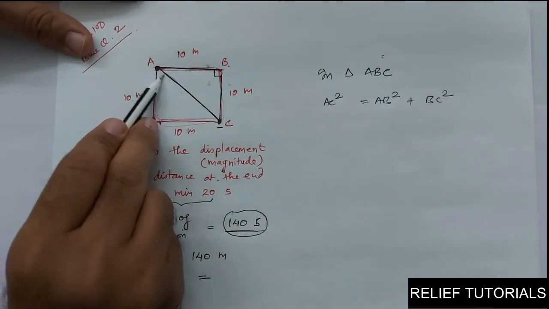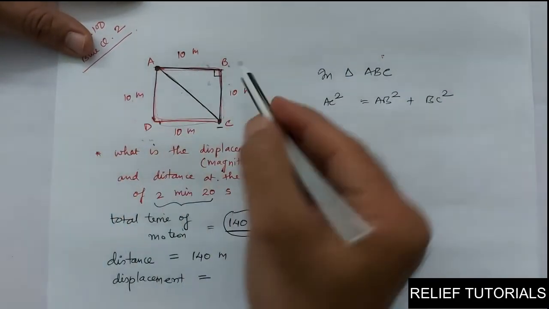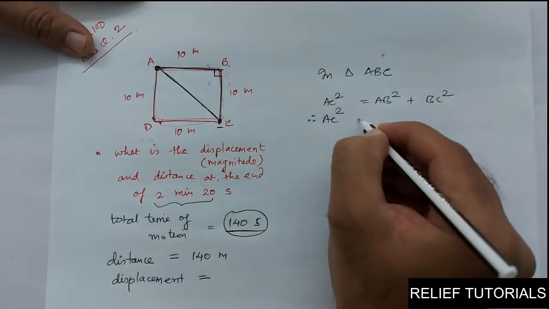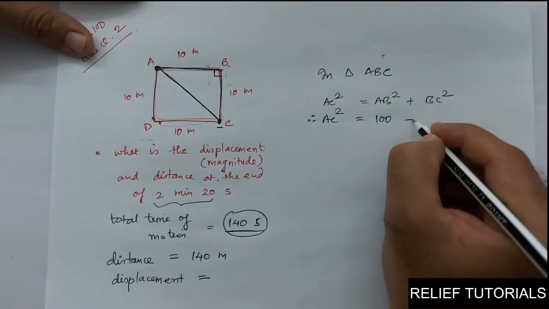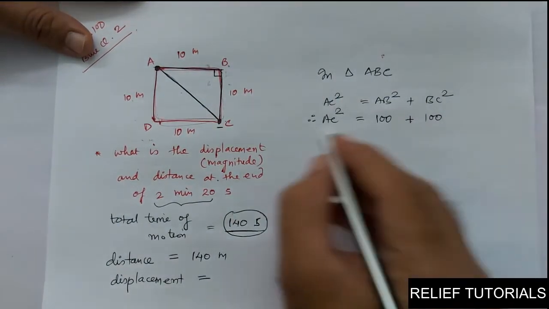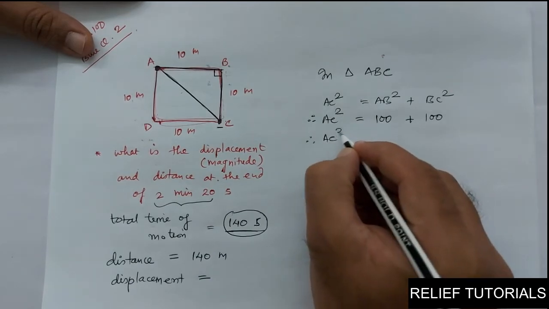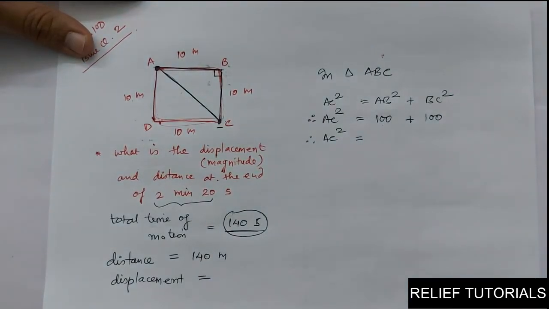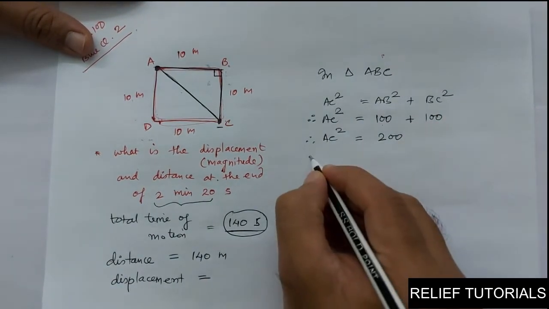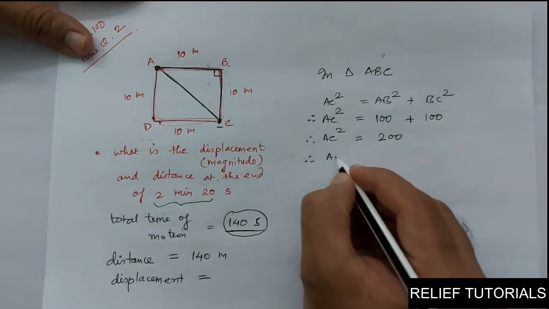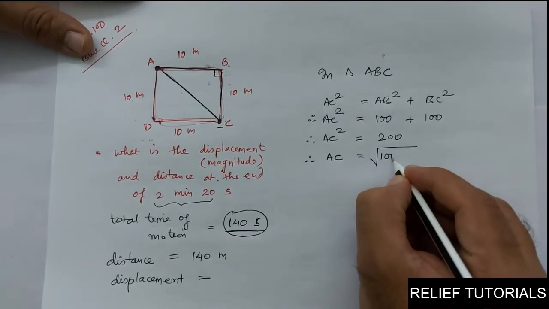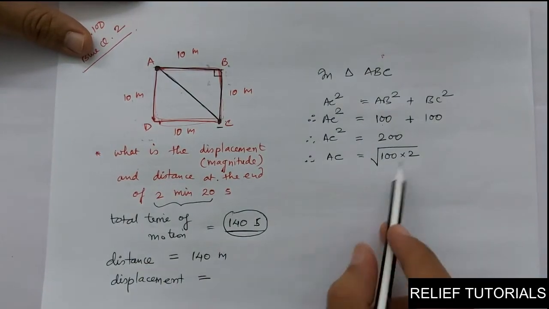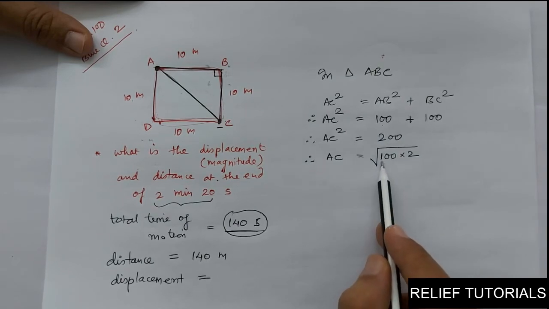We want to find AC, which is missing. AC square is equal to AB square plus BC square, so AC square is equal to 10 square, which is 100, plus BC square, which is again 10 square, 100. Look carefully here. AC square is equal to 100 plus 100, which means 200. We want to find the root now. The root of AC square is AC, and the root of 200 is not directly possible. So what can we write? Can I write 200 as 100 into 2? We are factorizing the number in such a way that the maximum perfect square number is taken out. So 100 into 2, and the root of 100 is 10.